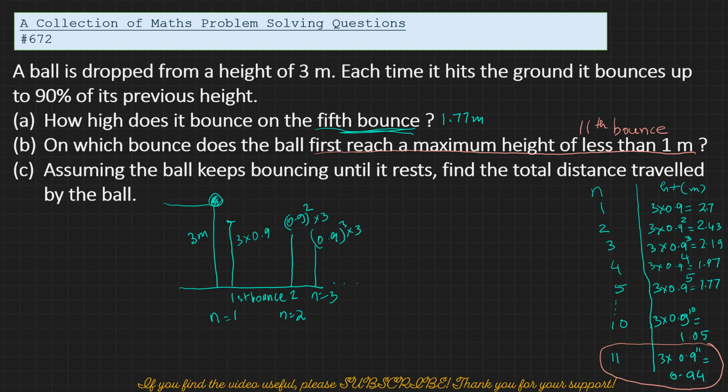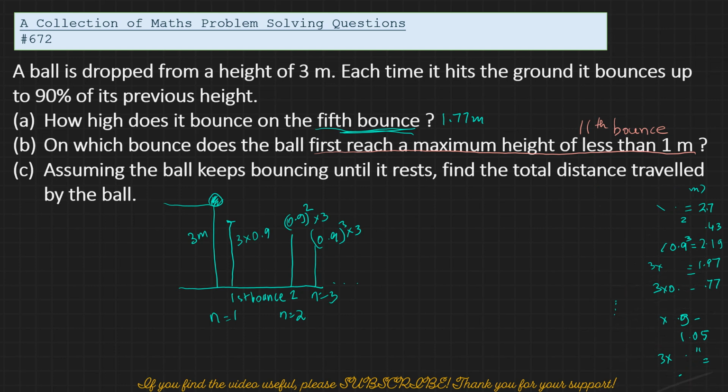So part C is asking us to find the total distance traveled by the ball. Now I don't think I need this anymore, I'm going to erase this bit, because this is very much like a geometric series. I think for this question what we will need to do is the sum to infinity, because each time the height of the bounce, the height the ball attains, keeps decreasing.